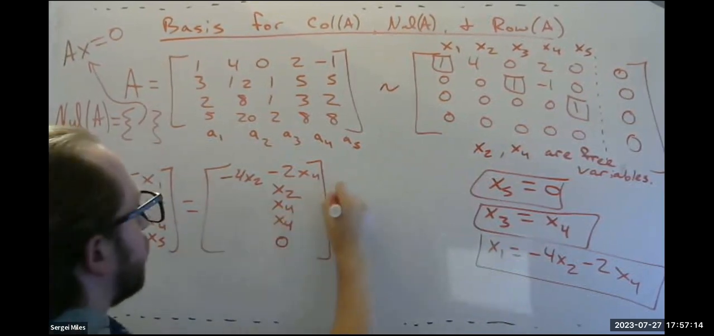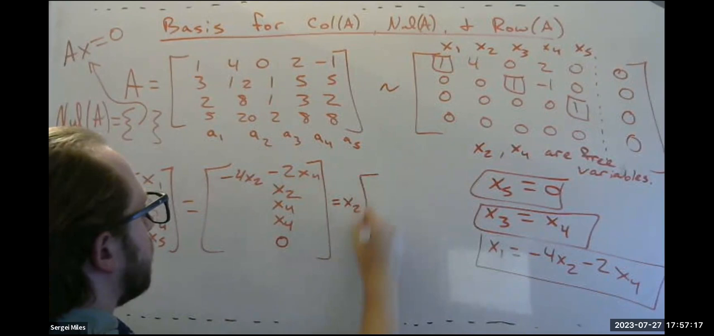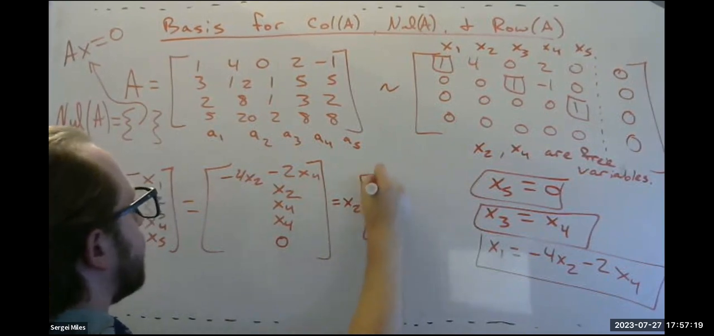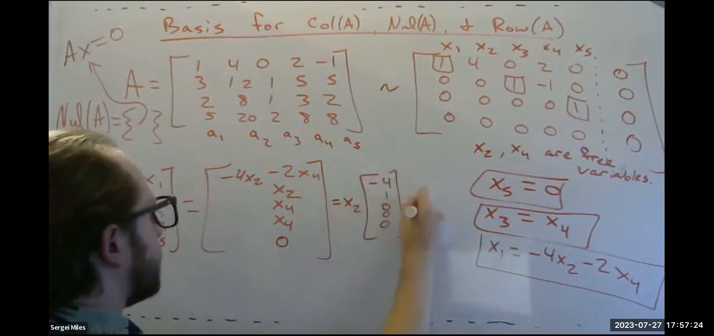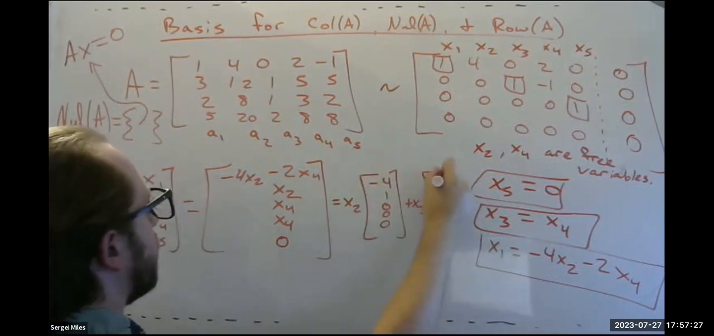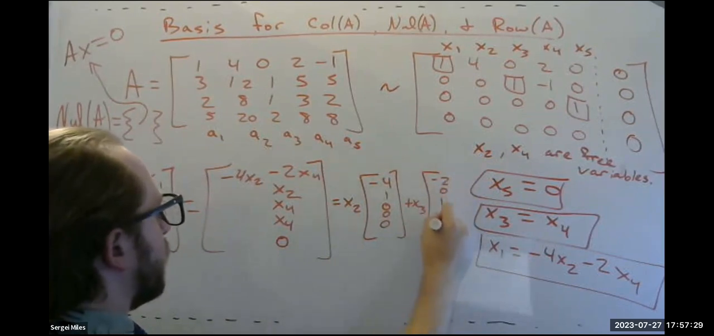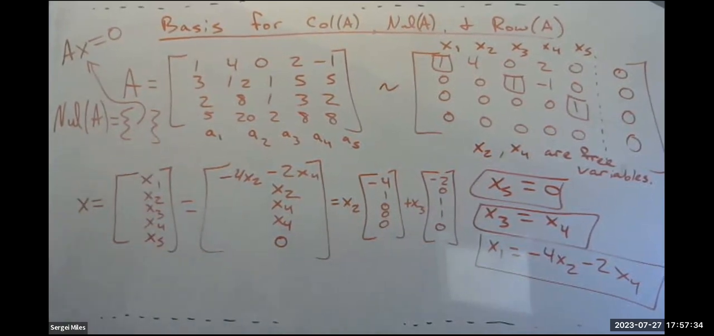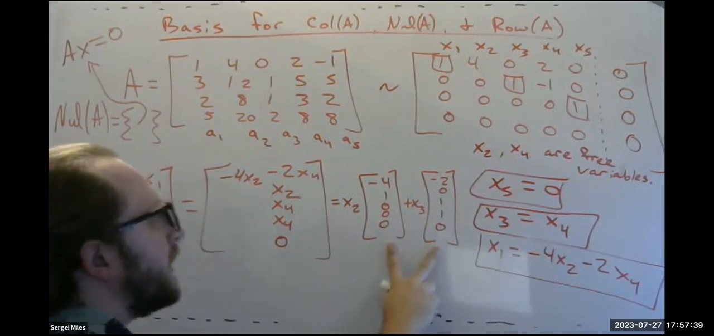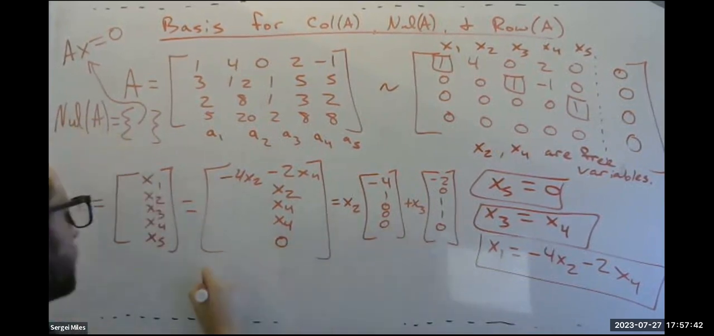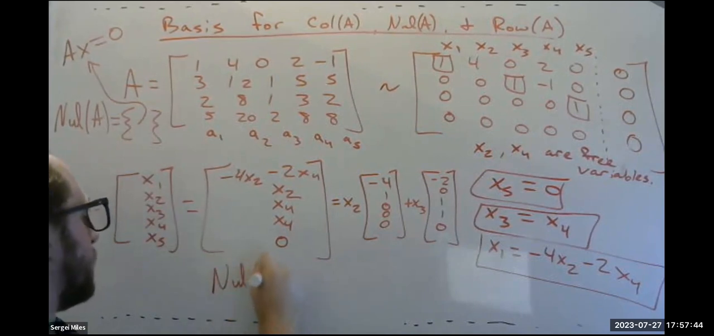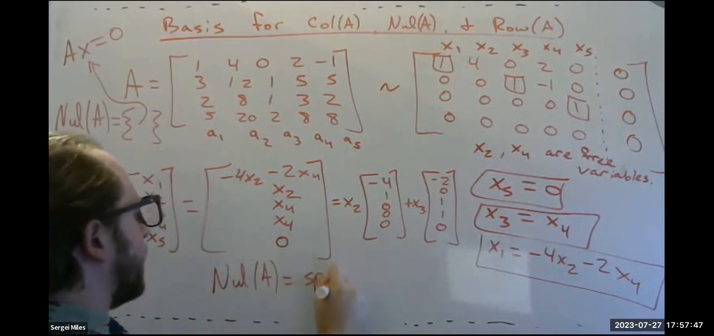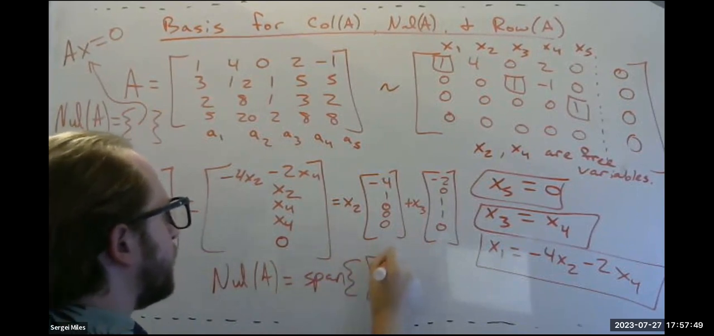Okay? So we can pull this apart. We have x2 times (-4, 1, 0, 0, 0), plus x4 times (-2, 0, 1, 1, 0). In other words, what is my null space? It's any x vector, which is any combination of these two vectors. In other words, my null space is the span of these two vectors.